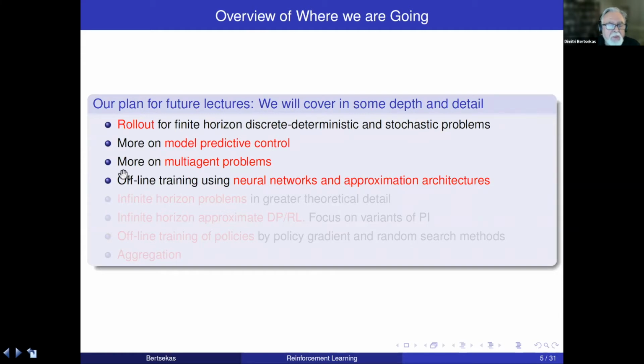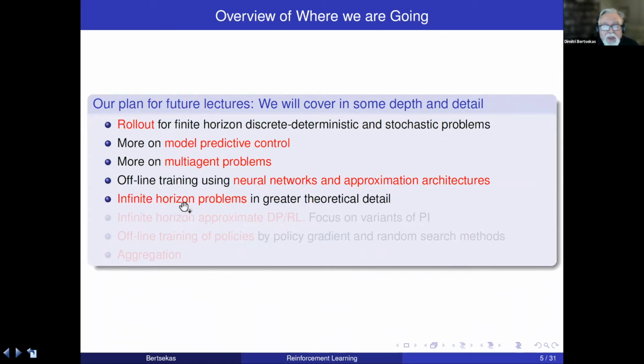Then we're going to switch the emphasis to offline training. And we're going to discuss how you train neural networks to be used either for value approximation or policy approximation in the context of reinforcement learning. And also, we're going to discuss other approximation architectures, like architectures that involve a linear combination of features or combinations of feature-based architectures with neural networks.